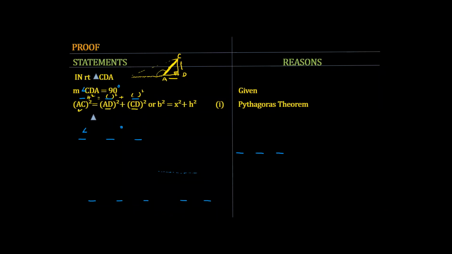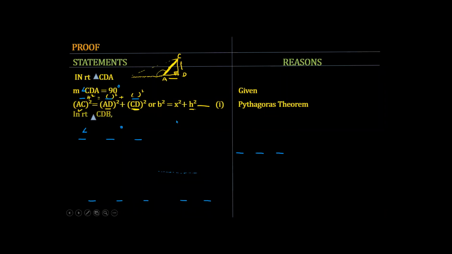You can write B square instead of AC square, and X square instead of AD square, and H square instead of CD square, right? So we will write like this also. This is equation 1. Now we will take another right angle triangle.